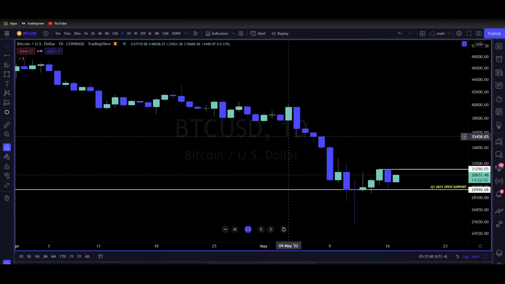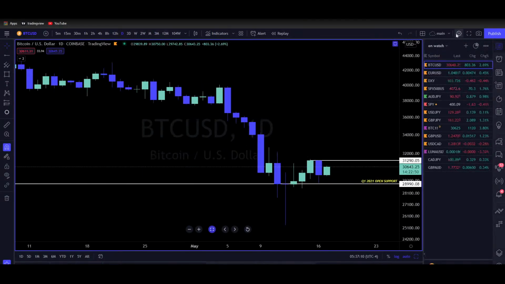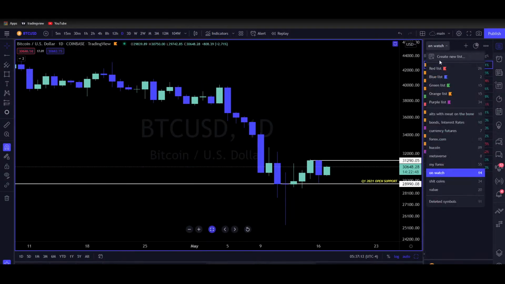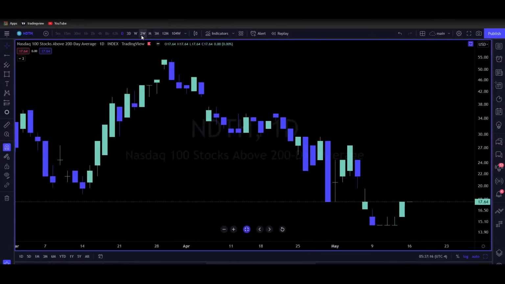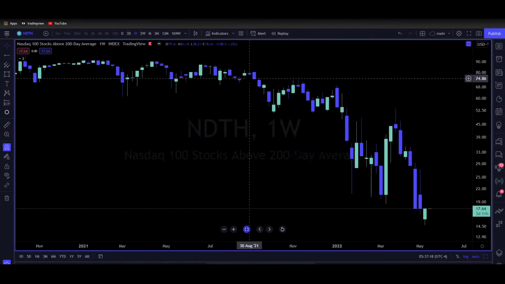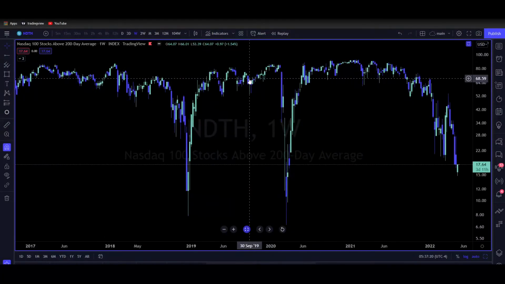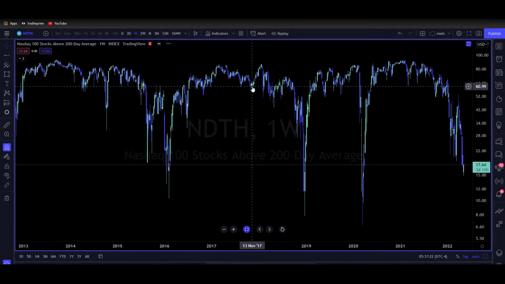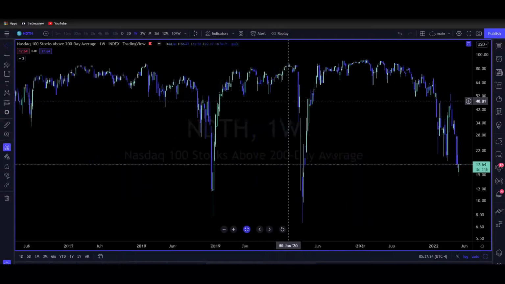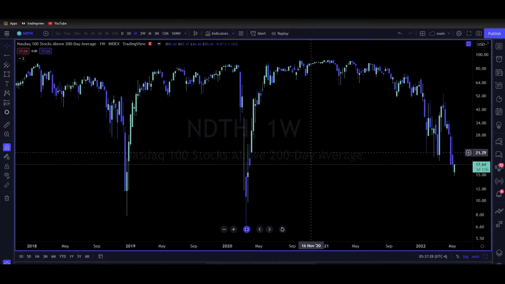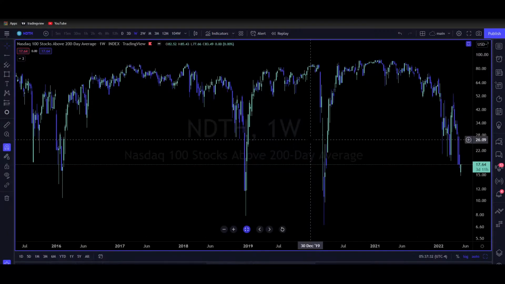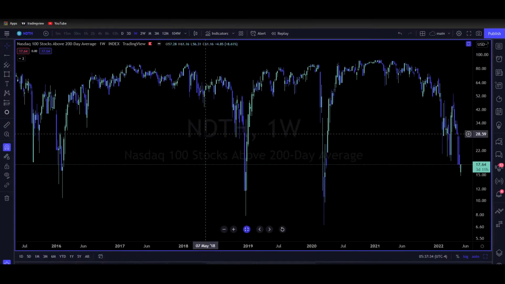So basically that chart that I threw on the thumbnail is this thing over here. What this chart shows you is all the Nasdaq stocks that are above the 200-day moving average. And as you can see, none of them are. Basically all the stocks are trading below the 200-day moving average. It doesn't say whether it's exponential or simple, we'll just assume it's simple because it just says moving average.